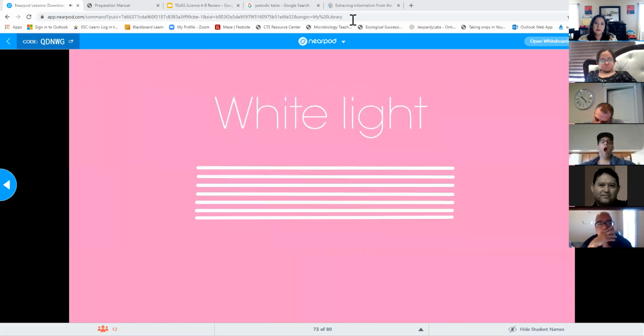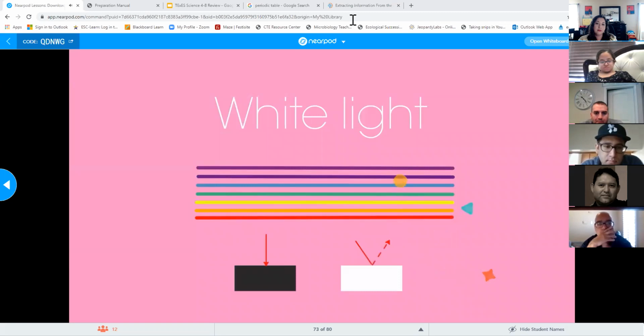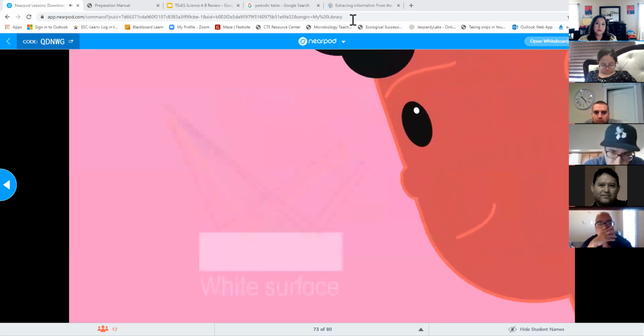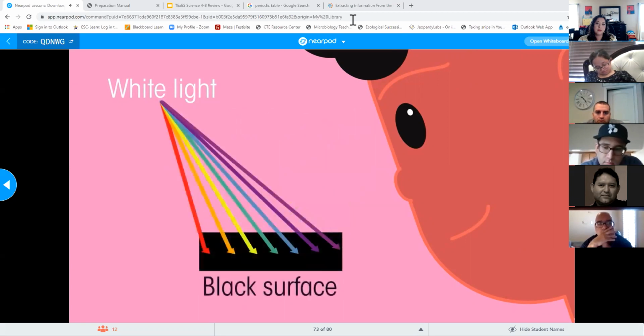White light contains each wavelength, so all the colors of visible light. The color of an object depends on which wavelengths of light it absorbs and which it reflects. White objects reflect all the light that hits them and absorb none. Black objects reflect none and instead absorb all the light that hits them.